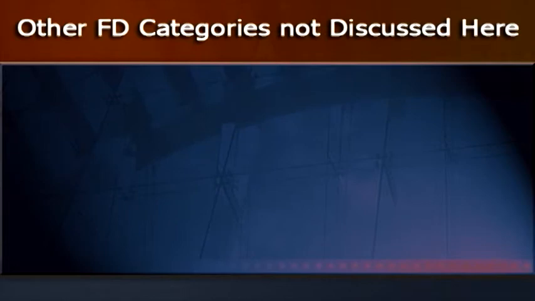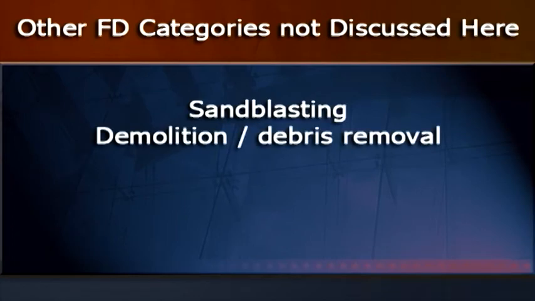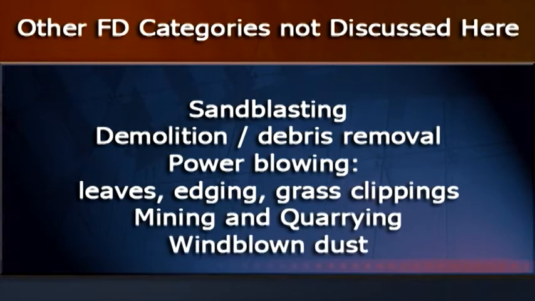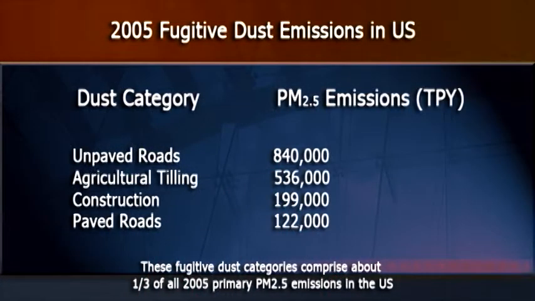There are other fugitive dust categories that are not discussed here. For example, sandblasting, demolition and debris removal, power blowing of leaves, edging, and grass clippings, mining and quarrying operations, and windblown dust. Note that a windblown dust model is currently being jointly developed by NOAA and the EPA, and this model appears promising. The fugitive dust categories in this table comprise about 1/3 of all primary PM 2.5 emissions in the U.S. for 2005. These emissions don't have a proportional impact on air quality. The largest category of fugitive dust emissions is unpaved roads, followed by agricultural crop tilling.